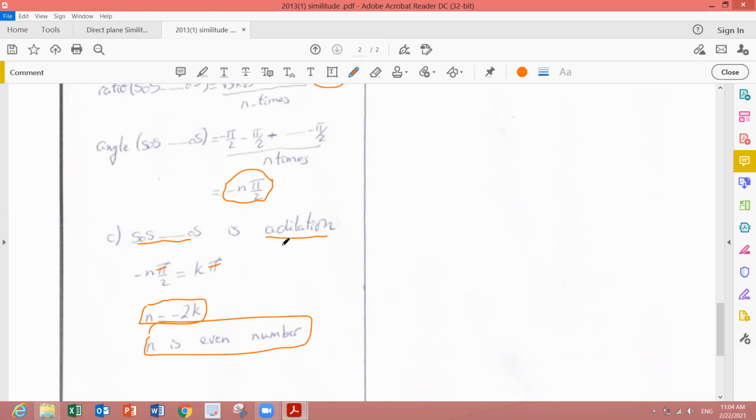Teacher, minus n pi over 2 equals k pi is a negative dilation, no? Yes, negative dilation or dilation. When does it become a positive dilation? The composite of two similitudes never gives a positive dilation. Yes, it is always negative, because when the angle is pi we get a negative dilation.